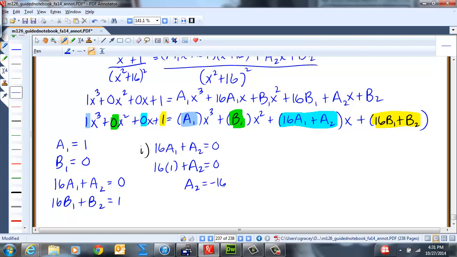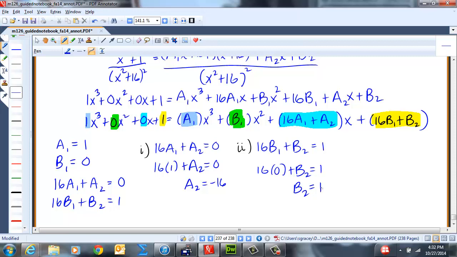Now, since we know that b1 is 0, we can go down to that fourth equation where we have 16b1 plus b2 is equal to 1. So plugging in 0, we'll get b2 is 1. So now we have a1, a2, b1, and b2.